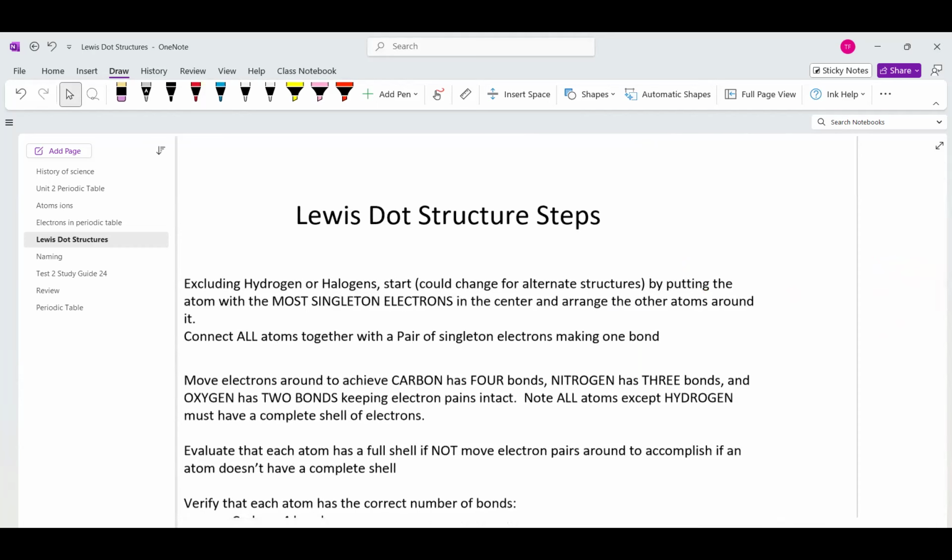evaluate that each atom has a full shell. Now, when I say full shell in this class, I'm talking about 8 electrons, except hydrogen, which has 2 electrons. And in Unit 3, we're going to talk about what a shell is, what a subshell is, what an orbital is, etc. But right now, think in your mind, octet. 8 electrons.